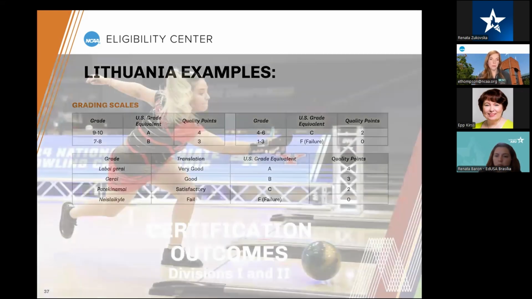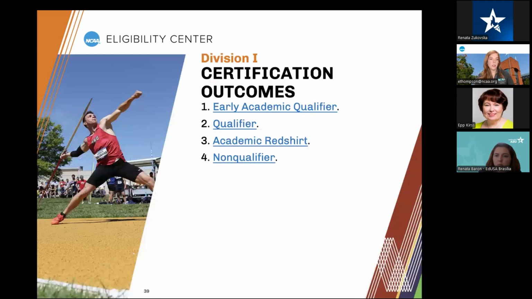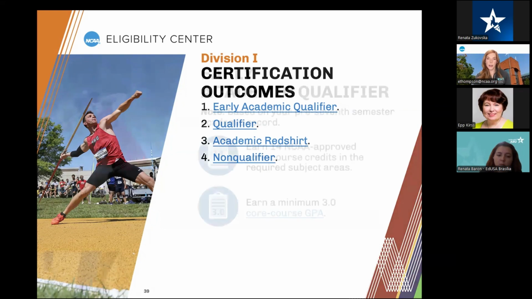So next we're going to talk about certification outcomes. For the purposes of time today, to make sure I get to the recruiting section, there are some of these that I won't spend a lot of time on, but I want to make sure that they're in this slide deck for you to understand what we're looking at.